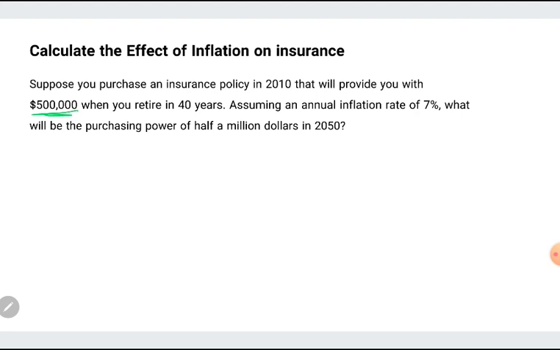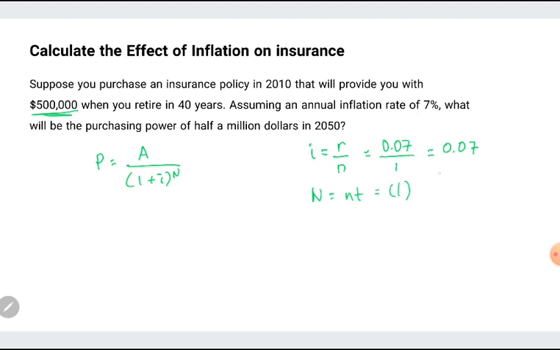So I am computing for P, A equals 1 plus I raised to the big N. So I is R over small n. Again, very simple in inflation, n is 1. So I is just equivalent to the annual inflation rate. Big N is n times t, 1 times how many years in between 2010 and 2050? I think 40. So 40 years. So $500,000, if you want to receive this much in 40 years, how much do you have to invest today, given the inflation rate 7%?